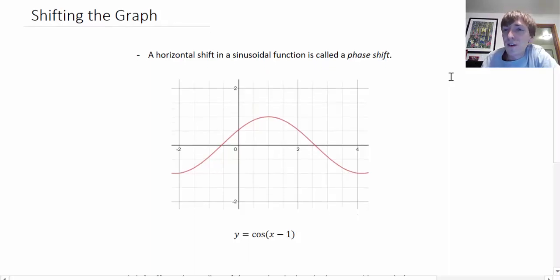So if you remember your graph transformations, you're not going to have too much trouble here. For example, cosine of x minus 1, well, it's a horizontal shift, and that means it's backwards, right? So I'm actually moving the graph of cosine to the right by 1.